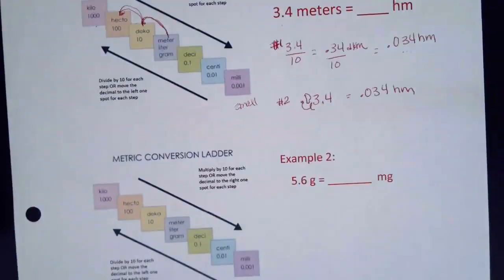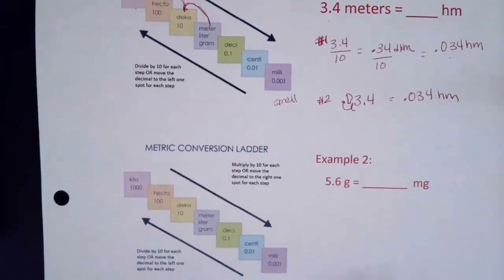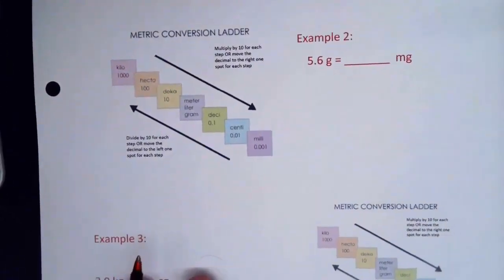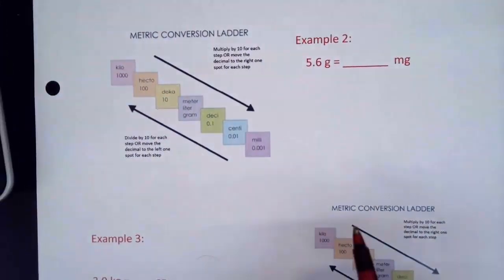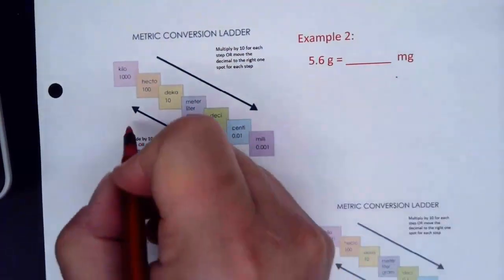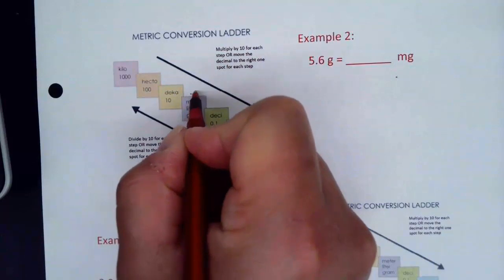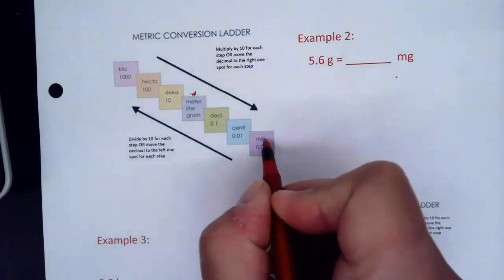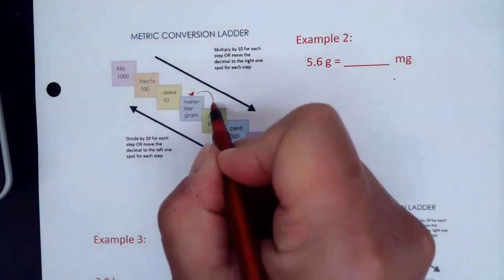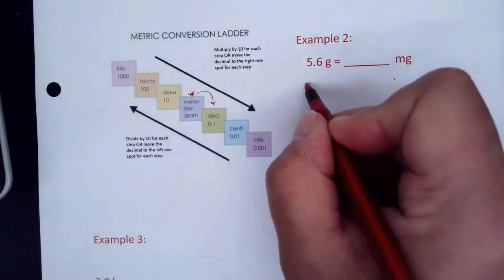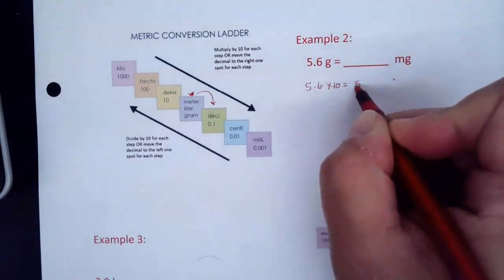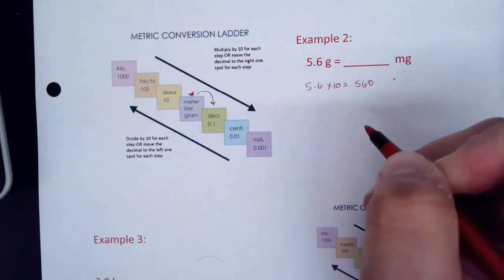So let's look at example number 2. Right? We have 5.6 grams, and we want to know how many milligrams that is, right? So we're starting here. This is where our start point is, and we're going down here. So if you use method number 1, right, you go down 1, so we would multiply this by 10, 5.6 times 10, and that's going to give us 560, right?